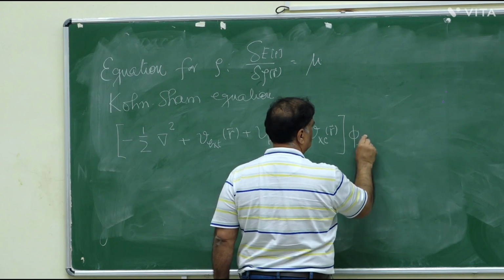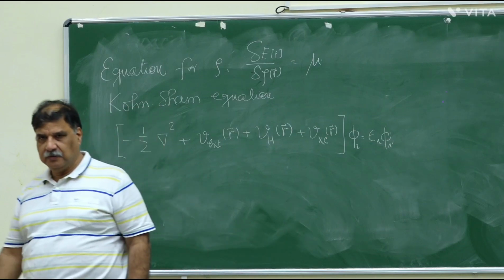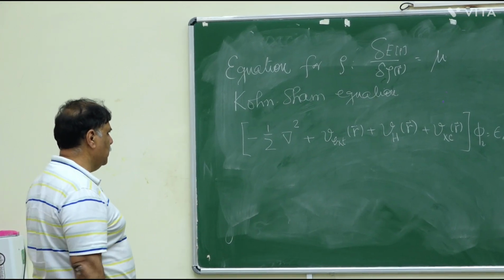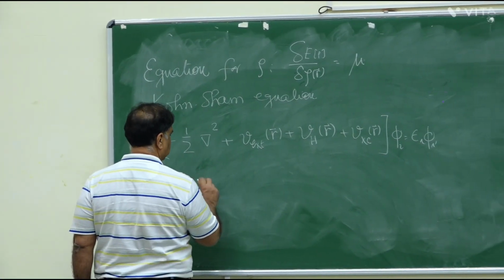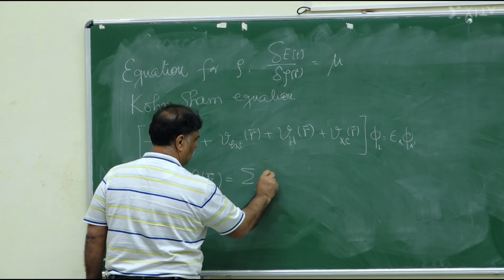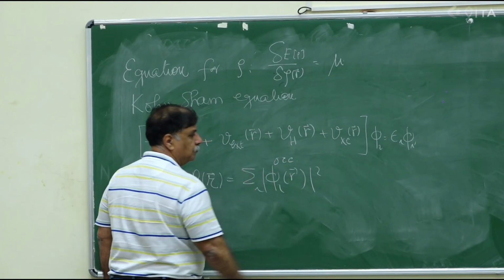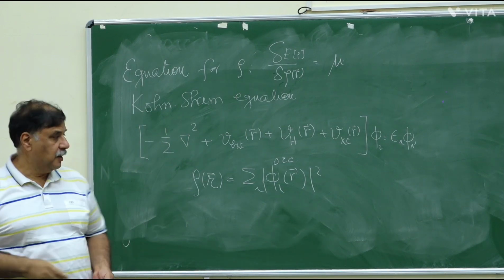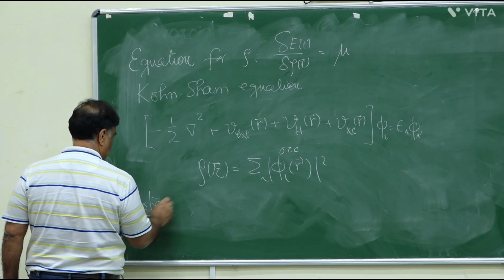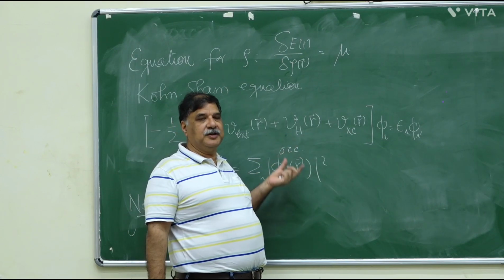Phi_i equals epsilon_i phi_i. Because we said this is equivalent to the Euler equation, the only information it gives you is rho(r), the sum of |phi_i(r)| squared over the occupied orbitals. That's the only information we get, nothing else. So just a note: this is a non-interacting system, because there is no interaction in it. The only information it gives is this.